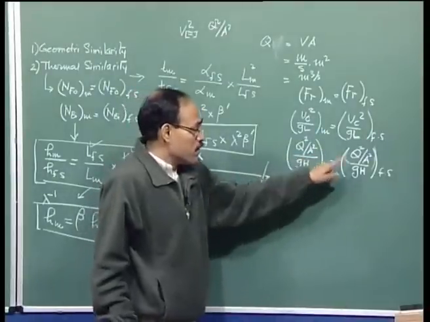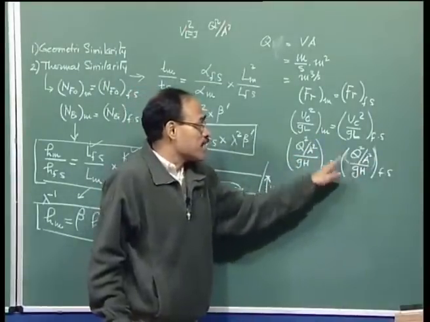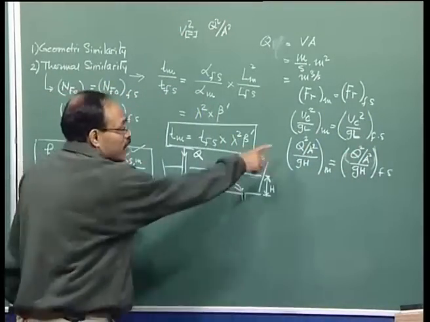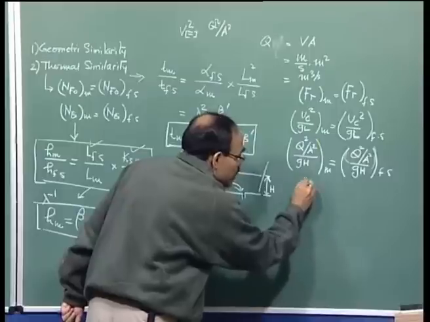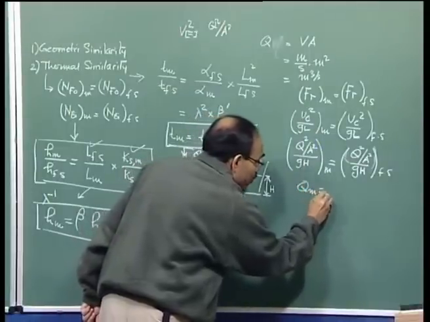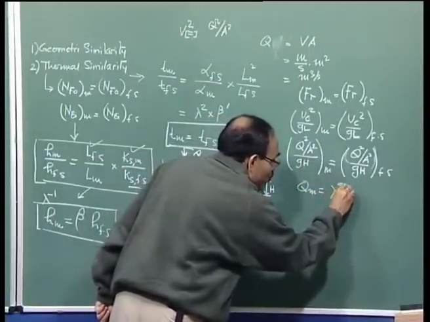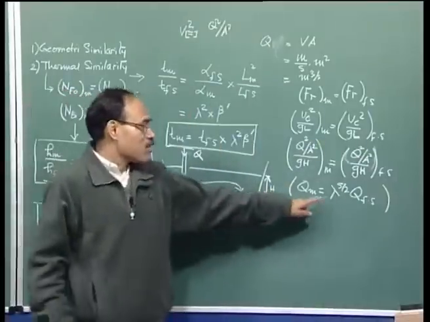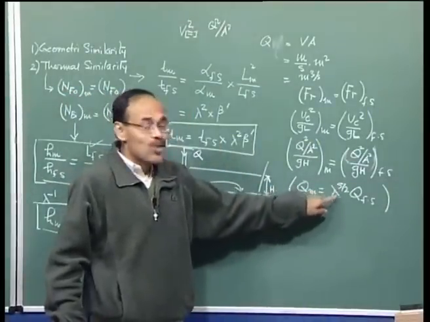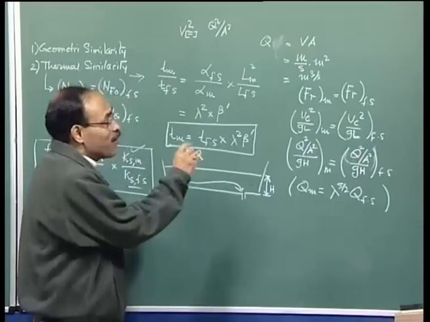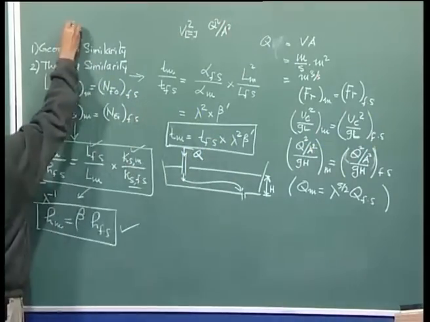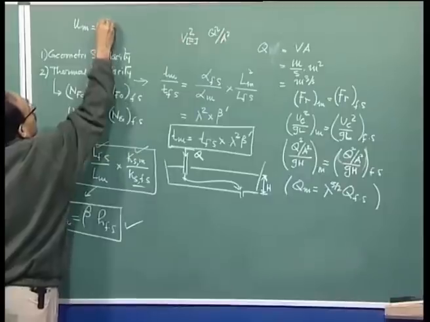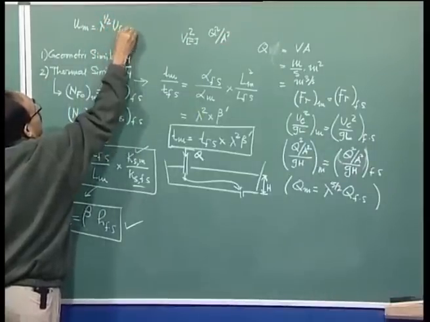So, A square model divided by A square full scale is equal to lambda to the power 4, and H model by H full scale is equal to lambda to the power 1. So, therefore, this equation will follow very easily, that Q model is equal to lambda to the power 5 by 2 into Q full scale. So, again you see this 5 by 2 correspondence comes, and the 5 by 2 correspondence essentially comes from the definition of Froude number, which tells us that U model is equal to lambda to the power half into U full scale.